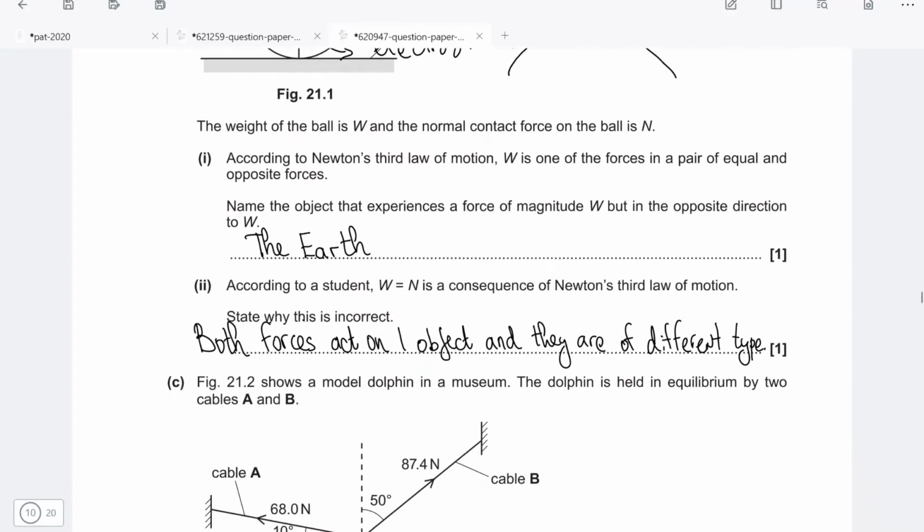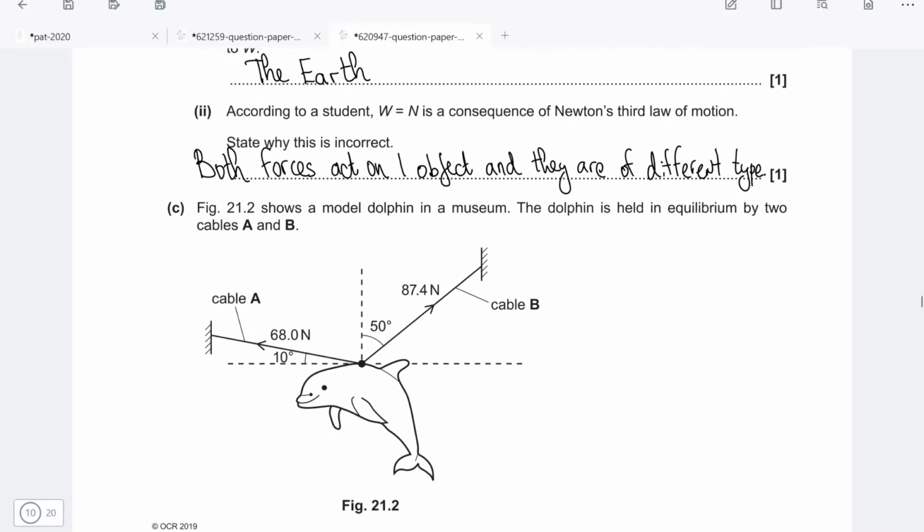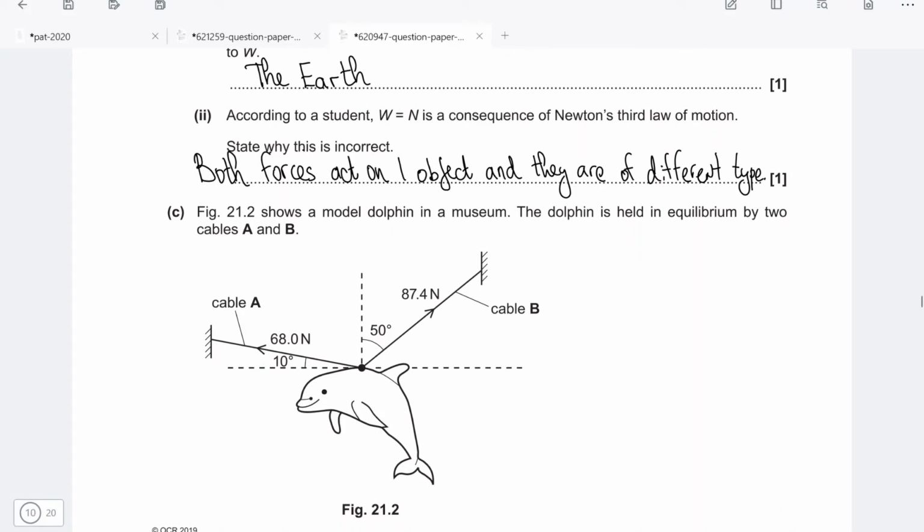Let's have a look at the next one. Figure 21.2 shows a model dolphin in a museum, and the dolphin is held in equilibrium by two different cables, A and B, and we're given quite a lot of forces here. So we have a 68 Newton force acting this way at 10 degrees, then an 87.4 Newton force acting at 50 degrees to the vertical.